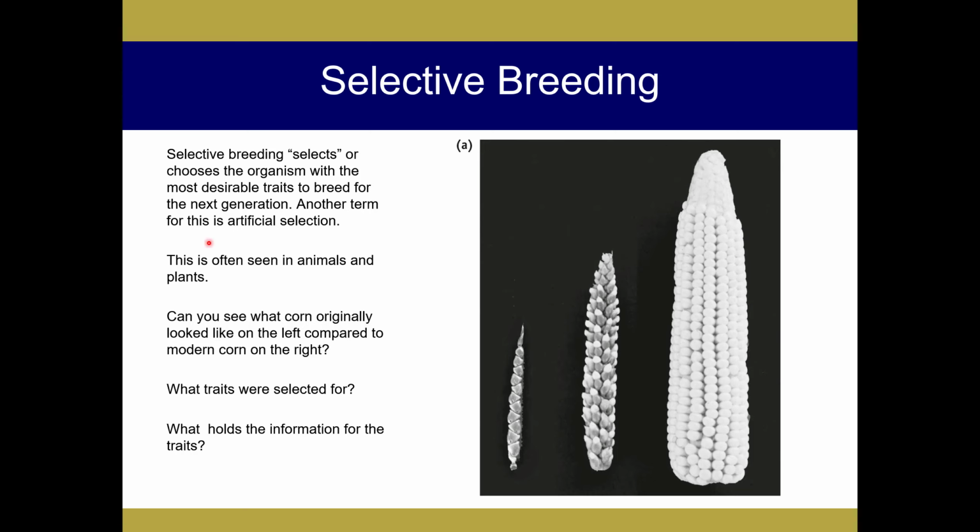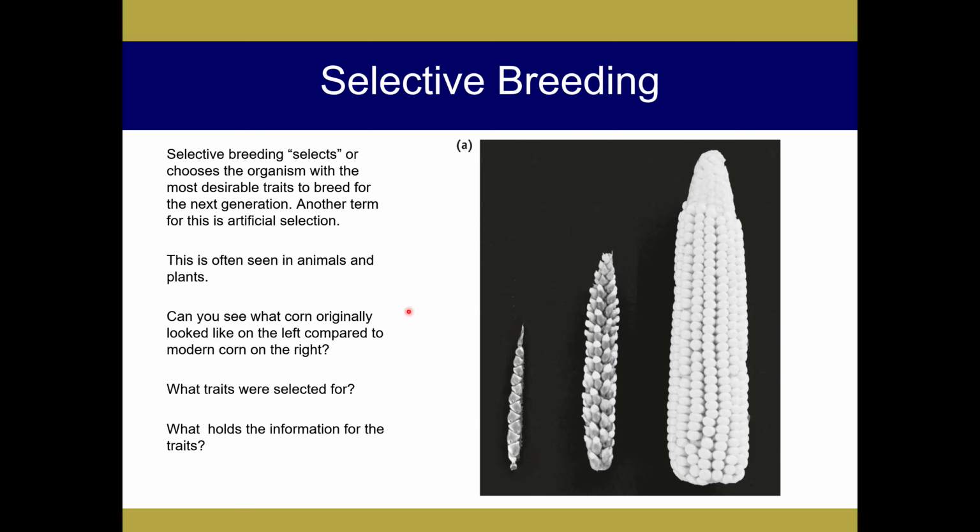Selective breeding. Selective breeding selects or chooses the organism with the most desirable traits to breed for the next generation. Another term for this is artificial selection. We've seen this in some biology classes, some intro to biology, and that was recently mentioned in organismal biology. This is often seen in animals and plants.